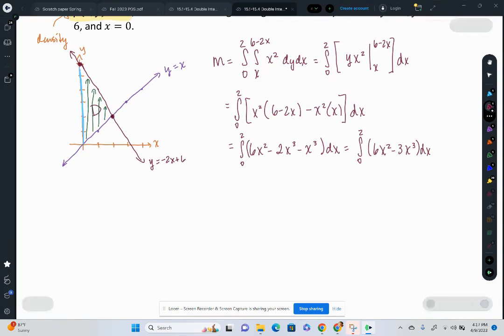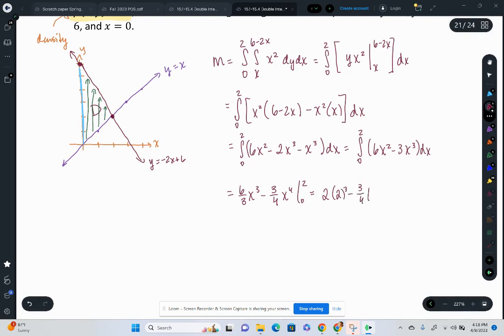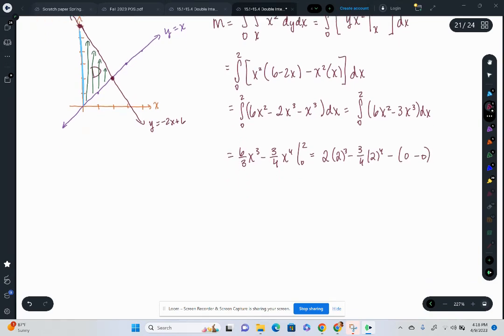All right, one last integration. The antiderivative of 6x squared is going to be 6 over 3 x cubed, and then minus 3 over 4 x to the fourth. We're evaluating from 0 to 2. All right, that 6 over 3 is just a 2. And I'm going to evaluate at 2, and I get 2 cubed minus the 3/4 times 2 to the fourth. And then minus the evaluation at 0 is just going to give me 0 minus 0. So no contribution there at all.